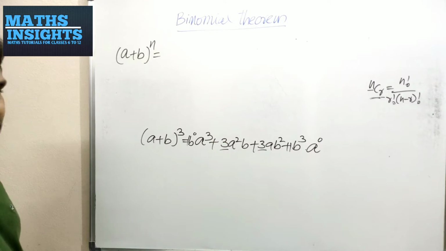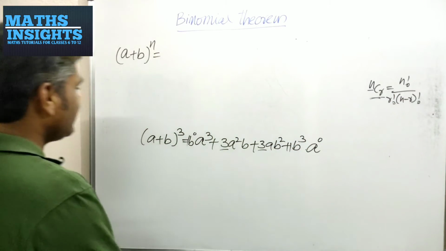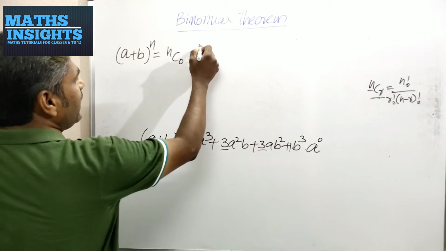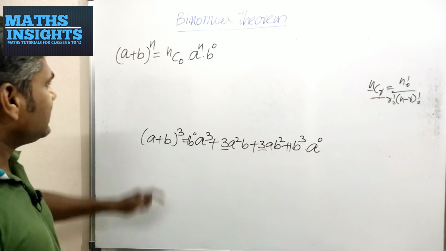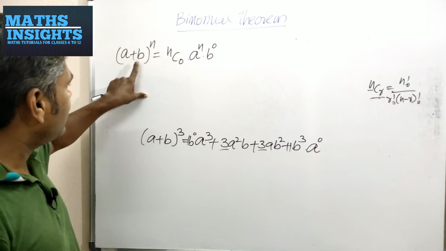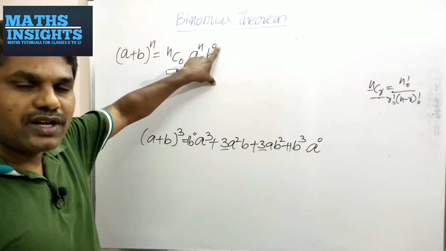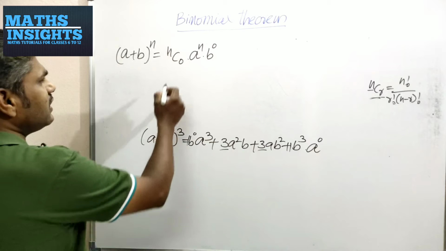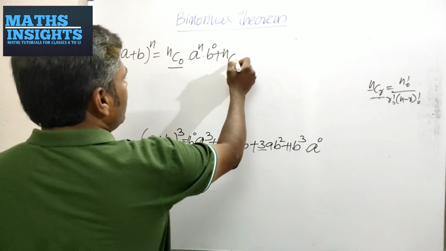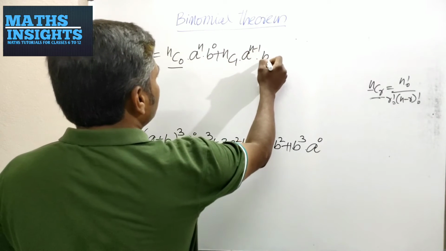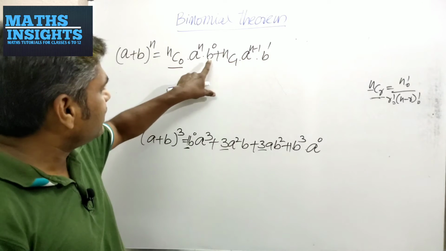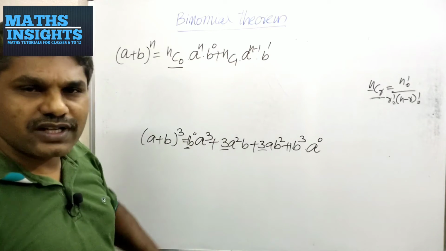So first I will write coefficients in the form of combinations. Okay, see I am starting with nC0 into a power n into b power 0. See, this is the first term, so the index of the first term is n, which is the index of the binomial, and the index of this b is 0, then it increases. Now this nC0 is the coefficient, which equals 1. Then nC1 into a power n minus 1 into b power 1. The index of a will decrease, a power n minus 1. This index will increase, 0 plus 1.